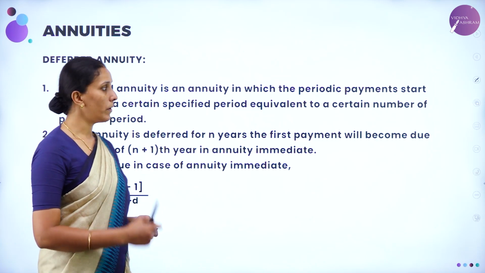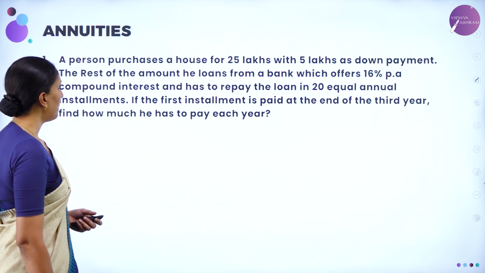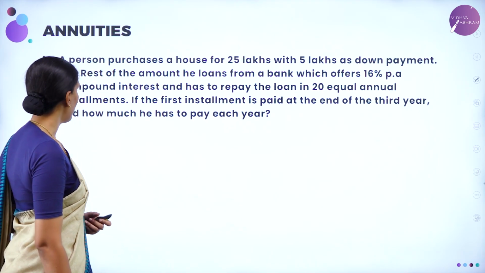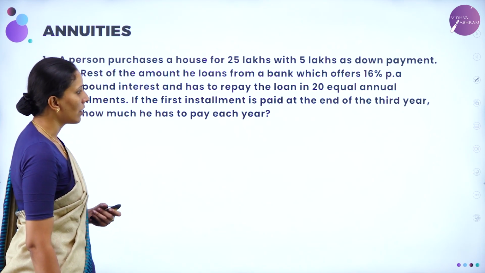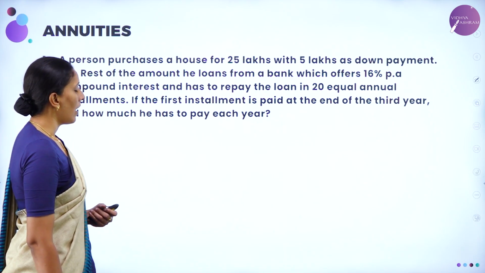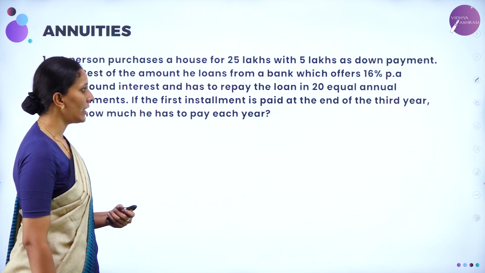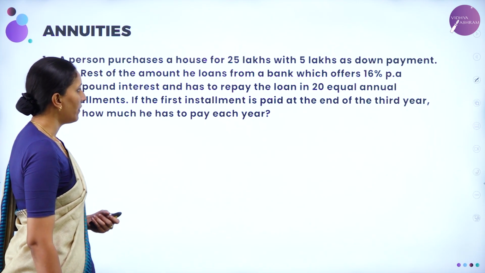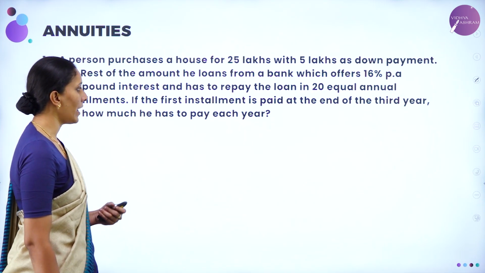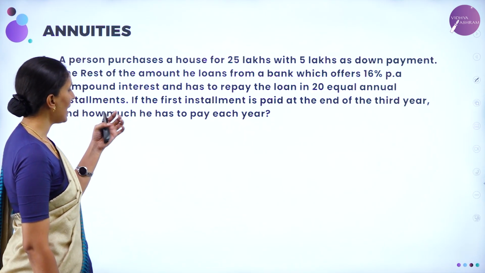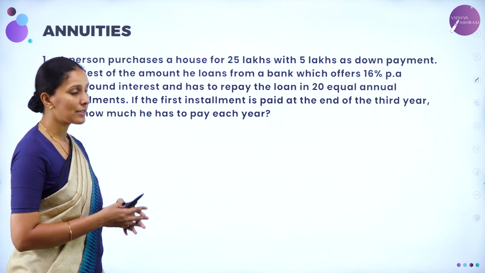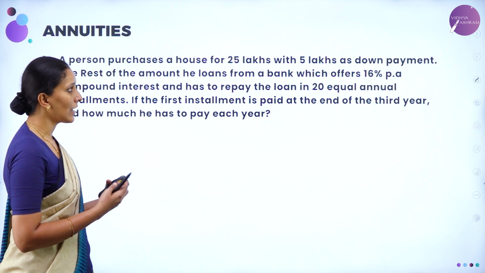Now let us take a problem on deferred annuity. A person purchases a house for rupees 25 lakhs with 5 lakhs as down payment. The rest of the amount he borrows from a bank which offers 16% per annum compound interest, and he has to repay the loan in 20 equal annual installments. If the first installment is paid at the end of the 3rd year, find how much he has to pay each year. So here the person has taken a house of 25 lakhs. He has made a down payment of 5 lakhs, and for the remaining 20 lakhs, he has taken a loan from a bank.